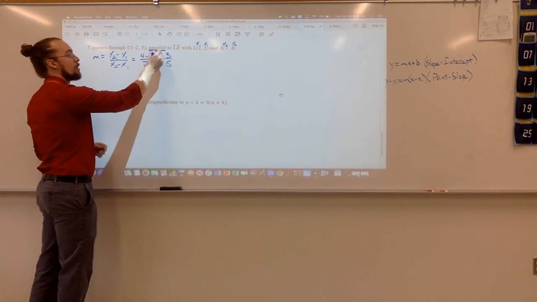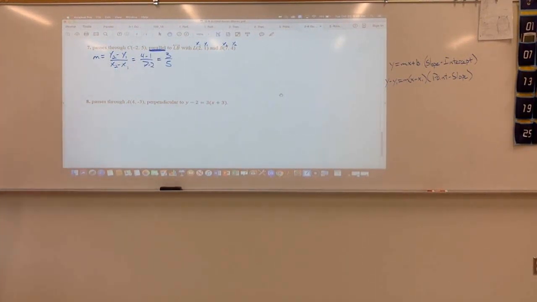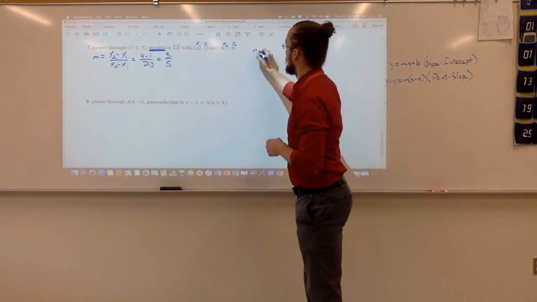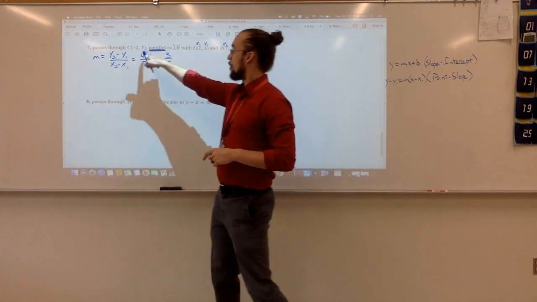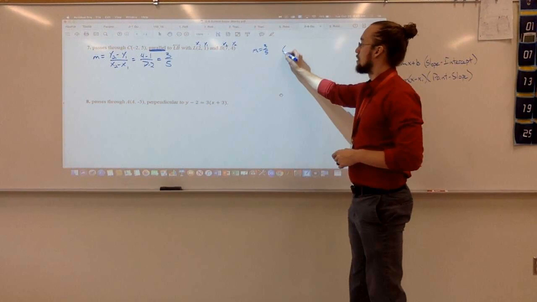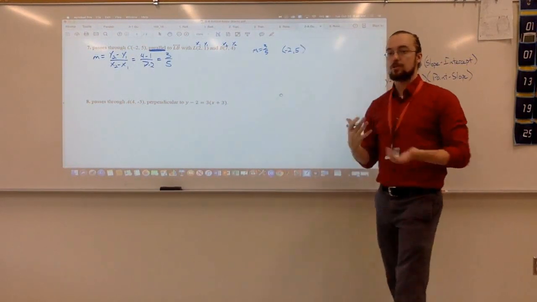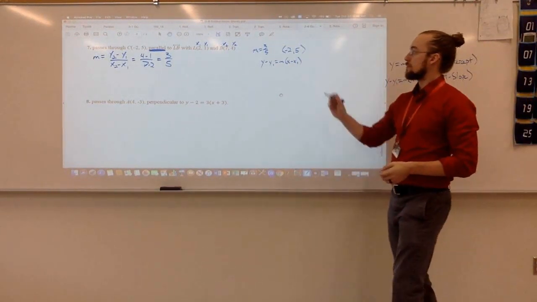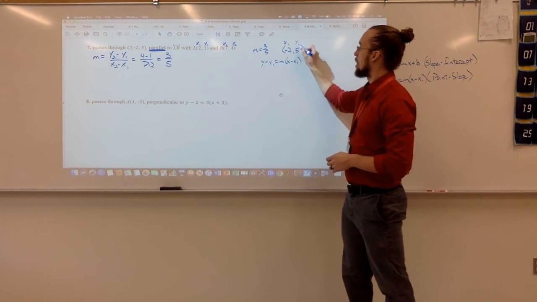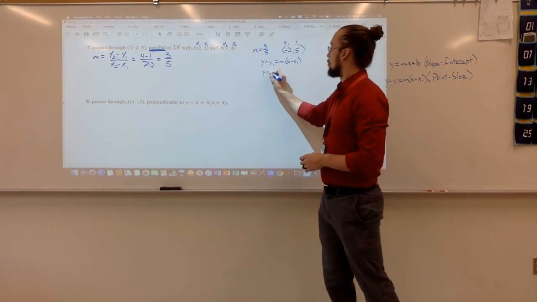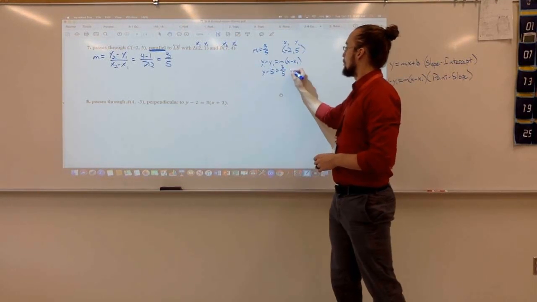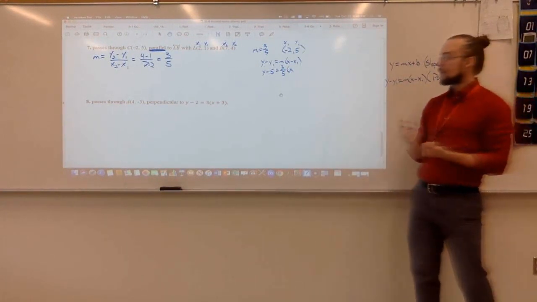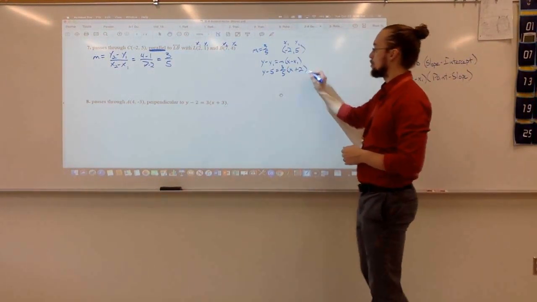I want my new line to be parallel to that. So what's my new slope going to be? 3 over 5, right? Same slope. So we're going to take that slope, 3 over 5, and the point, negative 2, 5, and do the same thing that we were just doing, times x minus x1. So negative 2 is my x1, 5 is my y1. So we'll have y minus 5 equals 3/5 times x minus negative 2. So that would be the same as x plus 2.